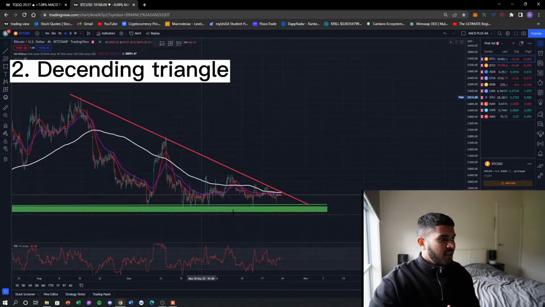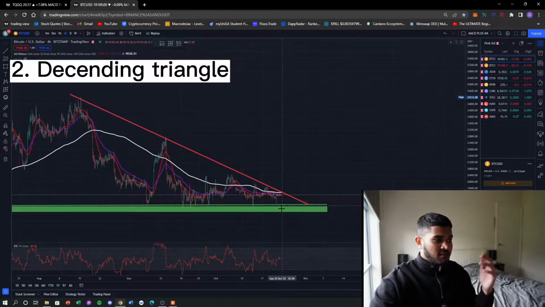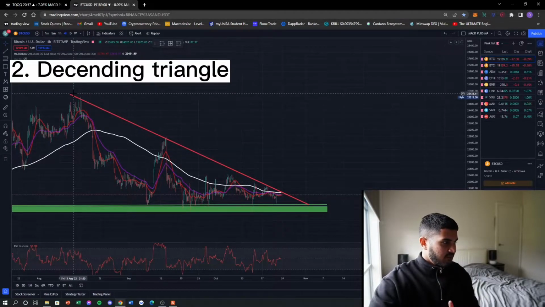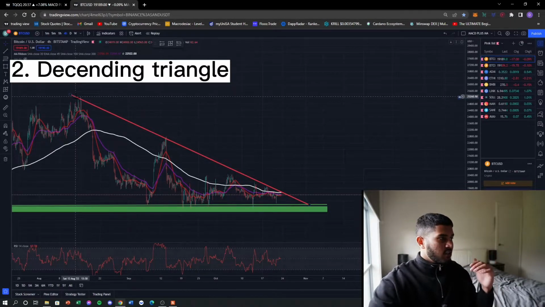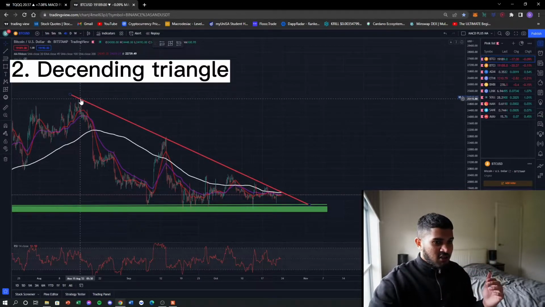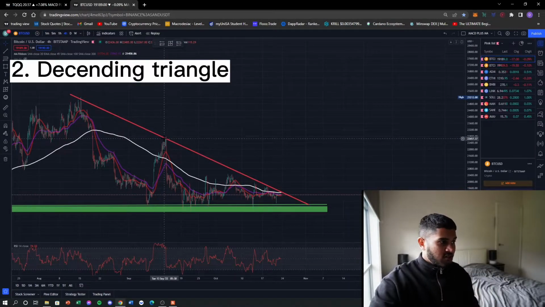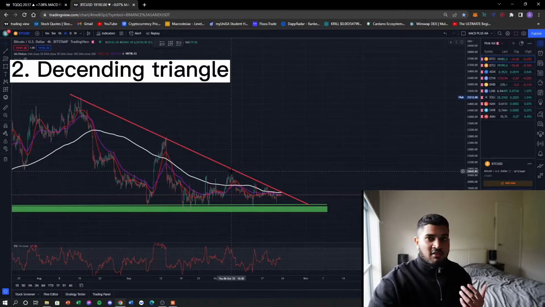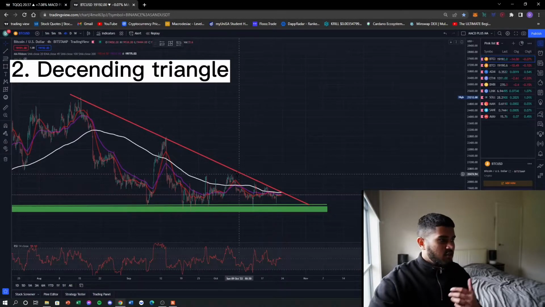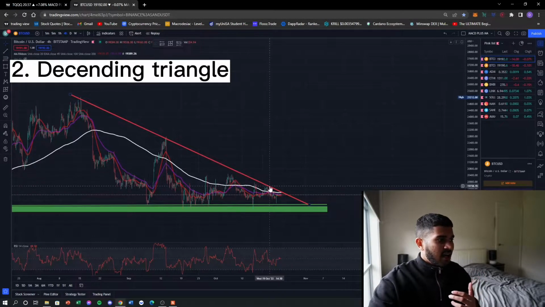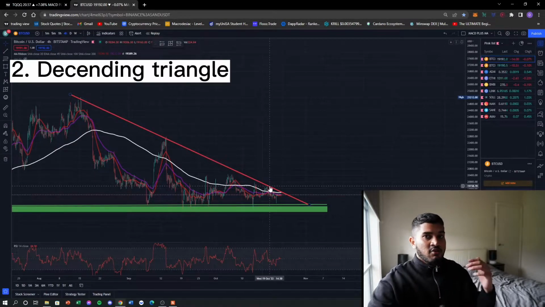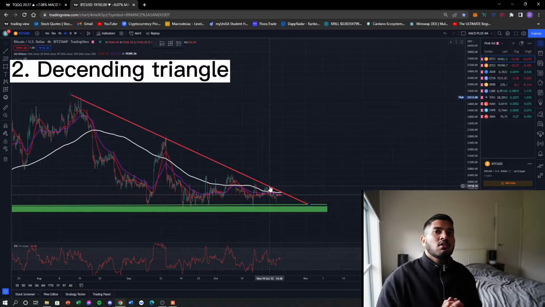So we can clearly see that there is a level of resistance here, a level of support here, signified by the green rectangle, and we can see that it's making lower highs. So the previous high was at $25,000, and then the next high is at $22,000, so it's fallen by 3,000 something, and the next high is at 20,600, which you can see on the chart actually. So 20,600, and then the next high is at 19,000. So we can clearly see it's putting in lower highs.